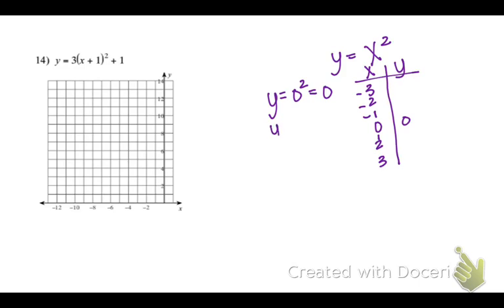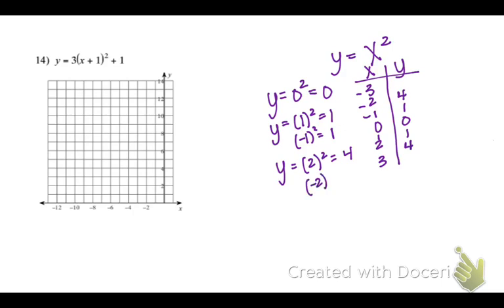If I plug in 1, I would just get 1. Same thing with negative 1. 2 squared would equal 4. So this is 4, and this is 4. I'm just making a table here. Same thing if I plugged in negative 2, I'd get 4. And if I plugged in 3, I'd get 9. Or negative 3, I'd get 9.